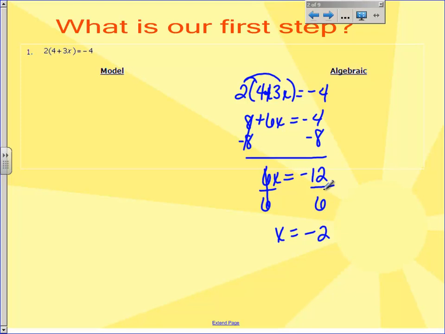You can go back and check this really easy by plugging negative 2 back into your original equation and making sure that your left side equals the right side. It's a real quick, easy way. It's hard to get an equation wrong when you can plug back in and check your answer. So if you're ever unsure, go back and check your answer. Just make sure. Double check. There are multiple ways to do that, but for now, we're just going to do it by plugging the number back in and checking.